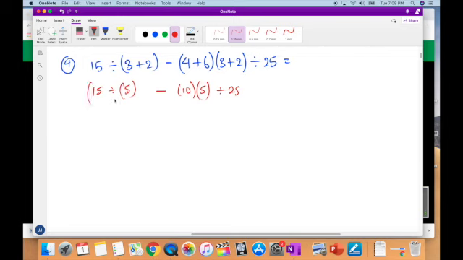So I'm seeing that 15 divided by 5 is 1 unit, glued together by this division sign. And then this is our next unit. This has a multiplication and a division in it, and I could literally do it in any order. 15 divided by 5 is 3, minus, and then I have 10 times 5, which is 50, divided by 25, which is 2.